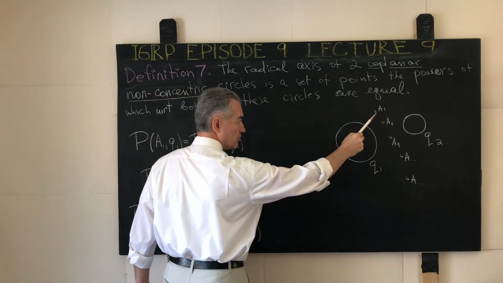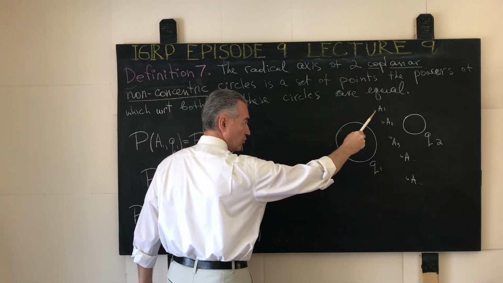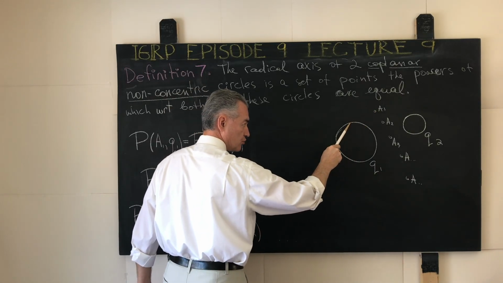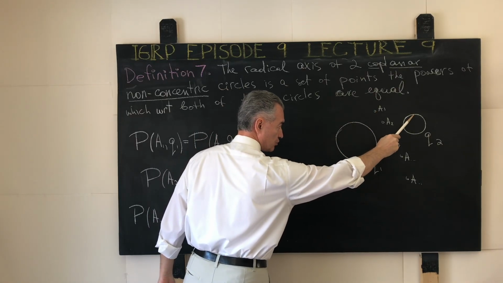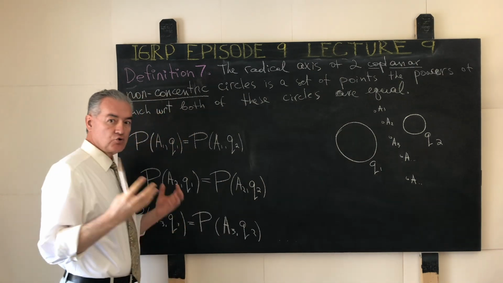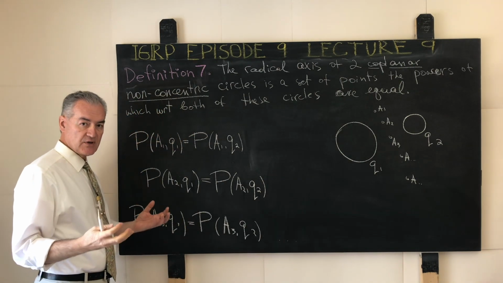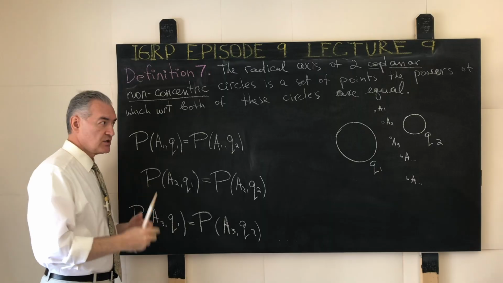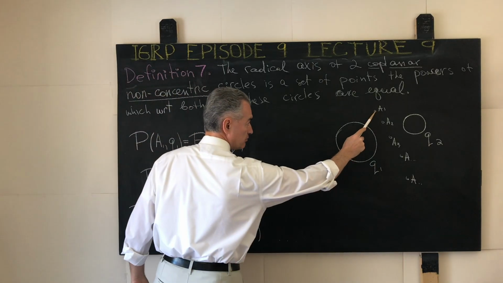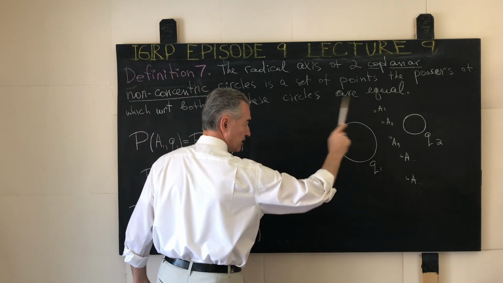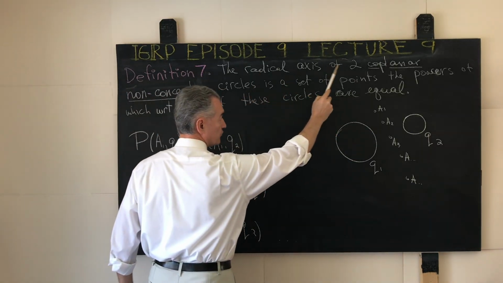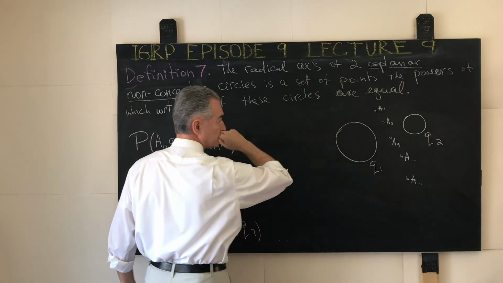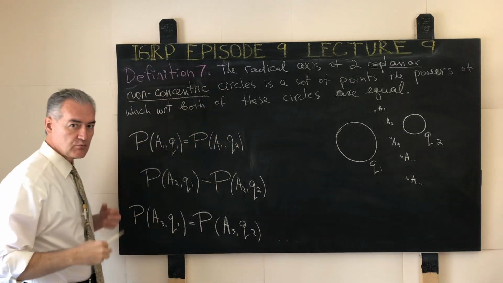In other words, we compute the power of the point A1 with respect to the circle Q1. We compute the power of the point A1 with respect to the circle Q2. We obtain two real numbers. If these two real numbers match, then we put the point A1 in the bag. That point belongs to the radical axis of two coplanar non-concentric circles. And then we move on.